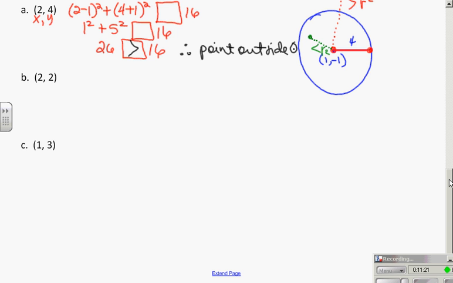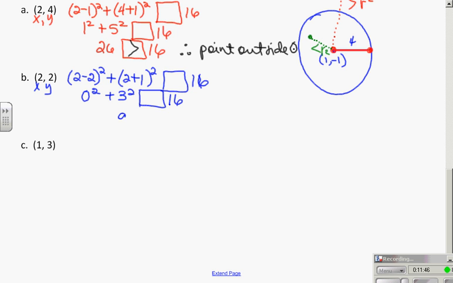And I just repeat that process with my other 2 points. So if I substitute (2, 2) as my (x, y), I have (2 minus 2) quantity squared plus (2 plus 1) quantity squared. How does that compare to 16 using my original equation? Well, 0 squared plus 3 squared. 9 compared to 16. Clearly, that is less than. Therefore, my point is inside my circle.